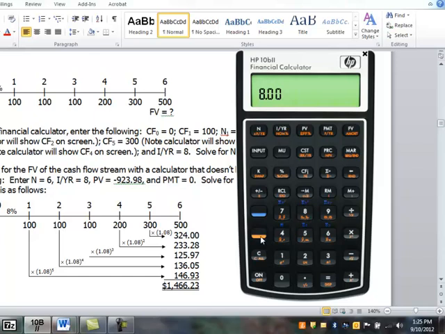And I'm going to hit Shift NPV. So our answer is $923.98. And that becomes our present value. So to solve for the future value, I would plug in 6N, 8 interest, 923.98, change the sign, present value, 0 payment, and then solve for the future value.